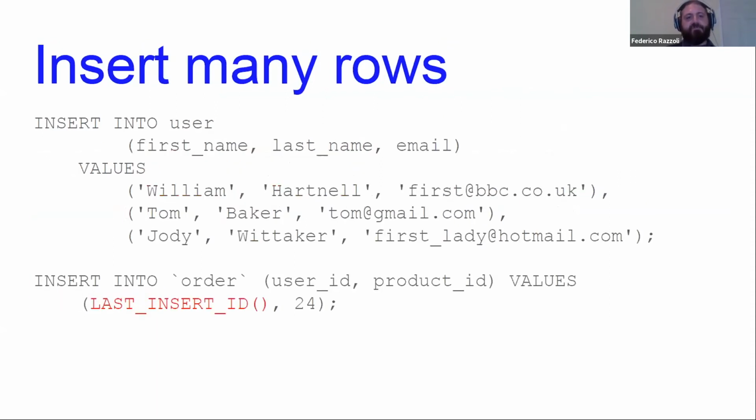Anyway, let's proceed. Here is a syntax to show how to insert many rows. Instead of running many inserts, you can run one insert with the list of the columns you are inserting, and then you specify all the values between the parentheses. And the reason is, if you do this, MySQL will receive only one query, will have to parse only one query, will have to elaborate only one query plan, and basically everything will be faster.